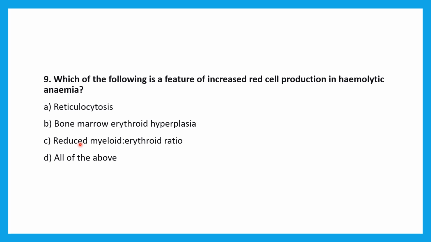Then the third one, reduced myeloid to erythroid ratio. Okay, so the normal balance between the white cell precursors, which are known as the myeloid, and the red cell precursors shifts in favor of what? The red cells. Okay, so red cell production. So of course there is this reduced ratio, and therefore answer D qualifies. All of the above are features of increased red cell production in hemolytic anemia.